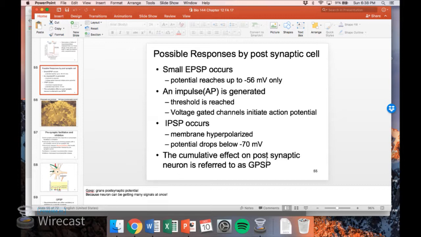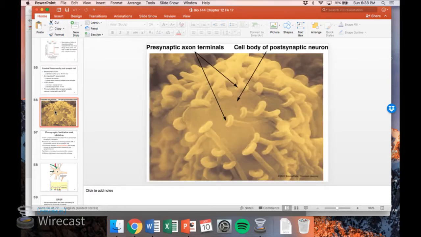So the cumulative effect of what is happening is called the grand postsynaptic potential, because the neuron can be getting a lot of signals from a lot of cells at once. And here's a picture of what that looks like. Here's our postsynaptic neuron with all of these presynaptic axon terminals sitting on it, where there's a lot of information you can be getting at once.